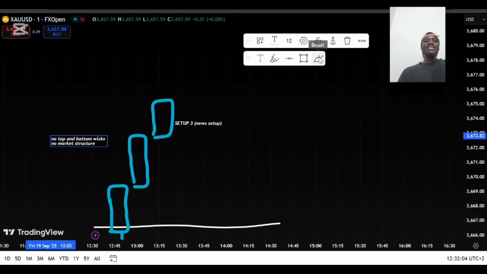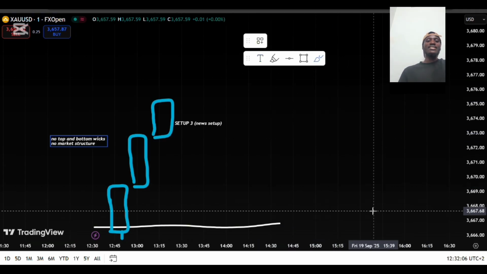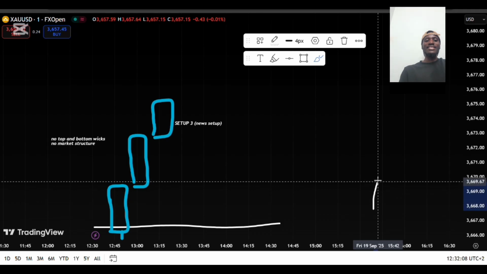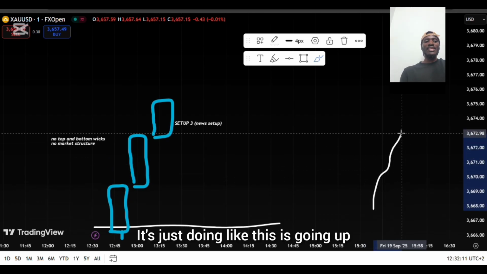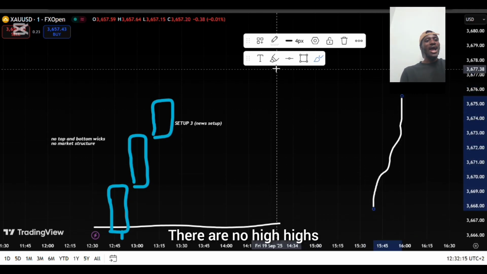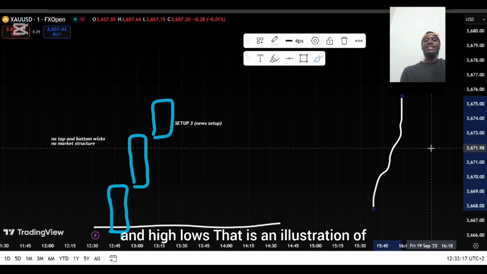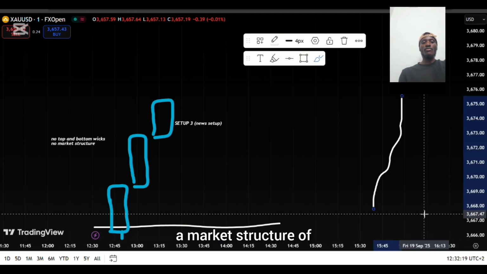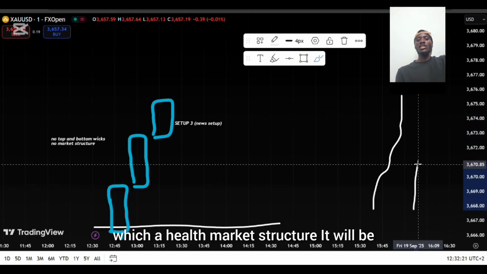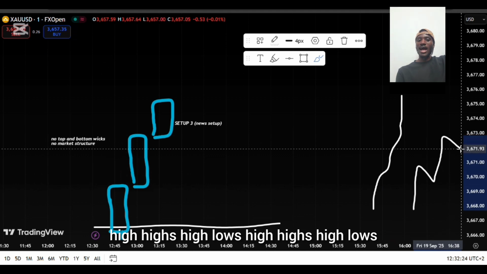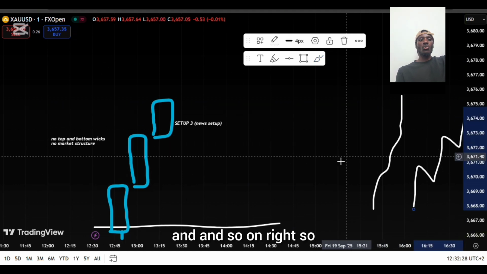So what this candle is simply doing is going like this. It's just going up. There are no higher highs and higher lows. That is an illustration of a market structure, of which a healthy market structure will be higher highs, higher lows, higher highs, higher lows, and so on.